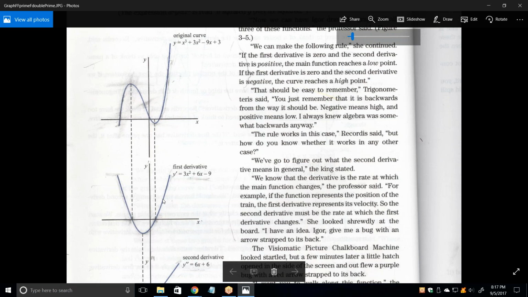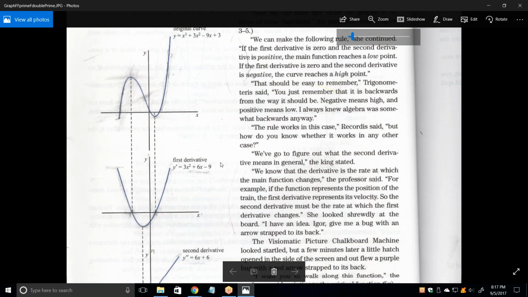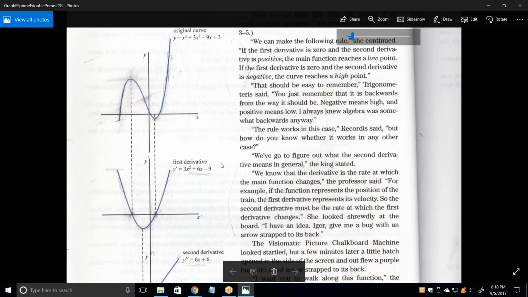So this middle curve is the first derivative curve of the function. And if you look at the curve, it's a quadratic, so it should be a parabola, whereas the original curve is a cubic, which frequently looks like this. They have a maximum and a minimum. In other words, they have a couple of extreme points.